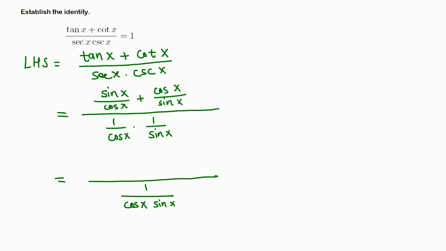On the top we have two fractions, so to add these two fractions we have to make the same denominator, cosine x sine x. So we multiply the first fraction by the bottom of the second, which is sine x. So we multiply top and bottom by sine x over sine x. In the same way, we multiply the second fraction by the bottom of the first, which is cosine over cosine. Then sine times cosine is the common denominator. So sine x cosine x is the common denominator.